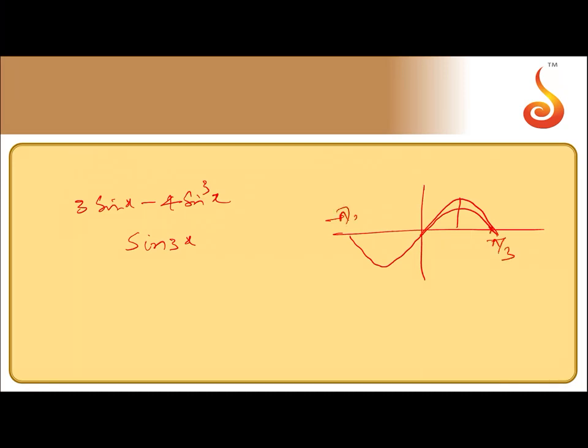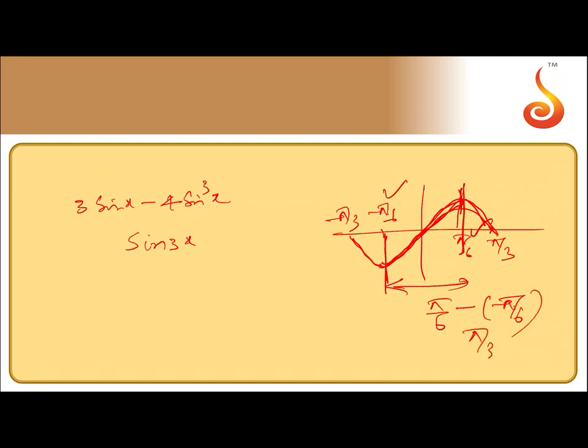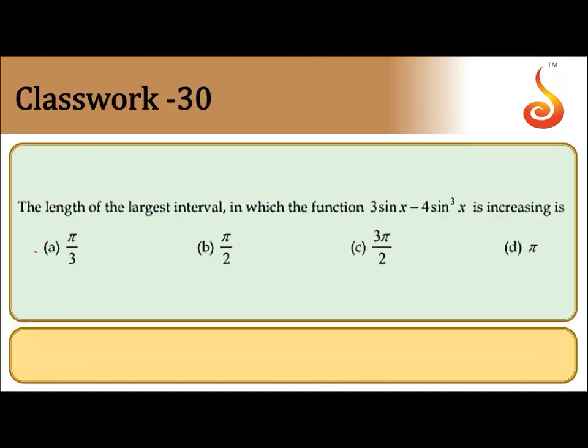This will be 0 at the points pi by 3 and minus pi by 3, and here pi by 6 and minus pi by 6. In one stretch of the interval, it is increasing throughout from here to here, and then decreases, or decreases and then increases. The largest interval in which it is increasing is given by pi by 6 minus of minus pi by 6, which is nothing but pi by 3. So the interval in which the function is increasing is pi by 3. Yes, first option.